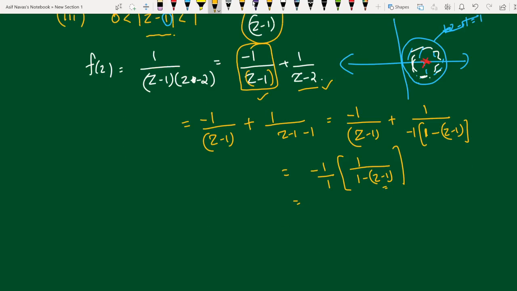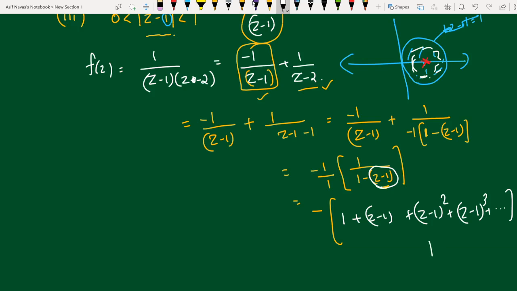And also this is less than 1. So this is minus of, if you expand, instead of z we can take z minus 1: 1 plus z minus 1 plus z minus 1 all square plus z minus 1 all cube plus etc. And this is valid when mod z minus 1 less than 1.